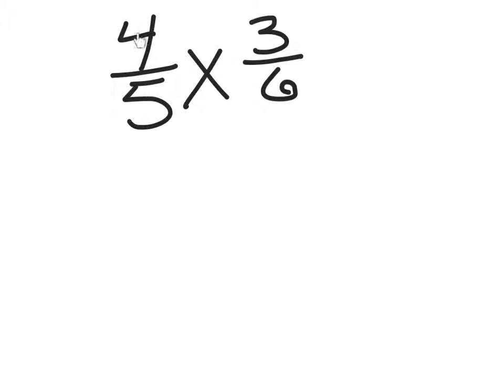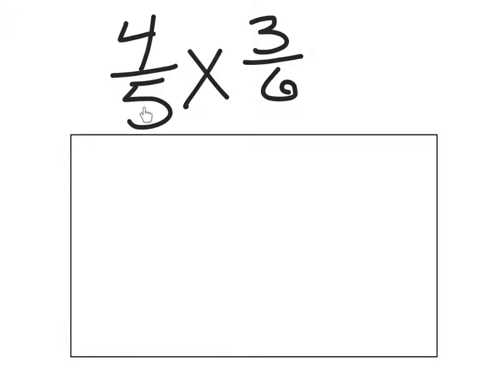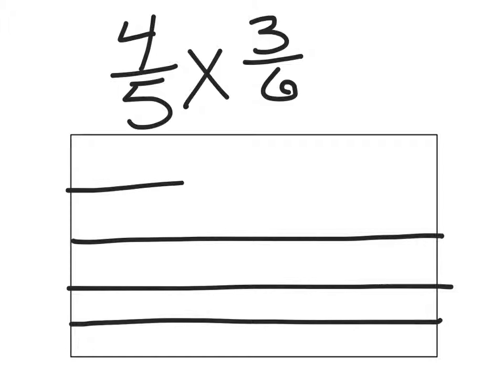And here we go. 4/5 times 3/6. So I'm going to start with this fraction here, and I'm going to create my fraction box. I'm going to make a big old fraction box there. And now I want to break this into 5 parts, which means 4 lines. So let's go ahead and do that right now. I've got 1, 2, 3, and 4 lines. That should give me 5 parts. 1, 2, 3, 4, and 5.